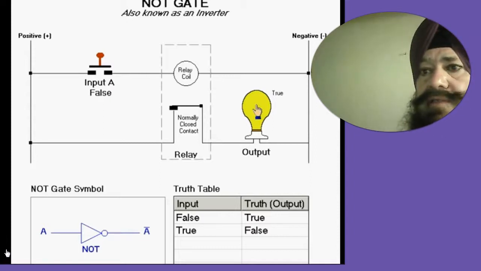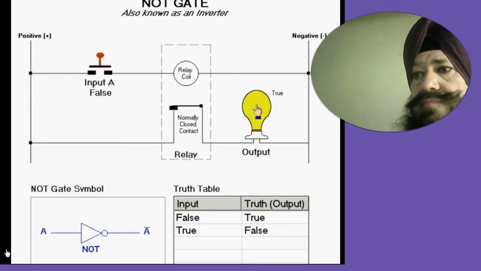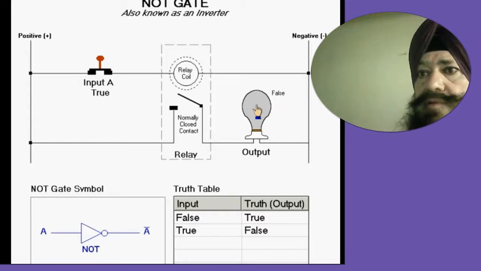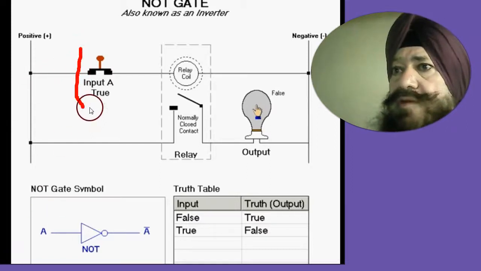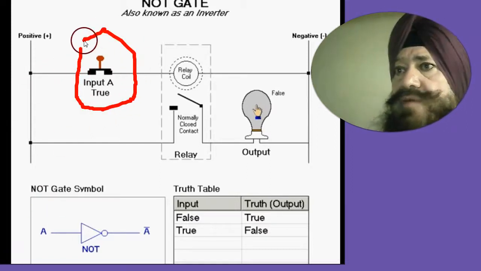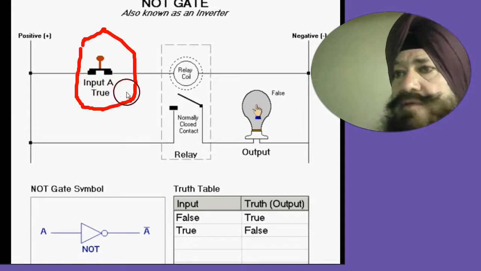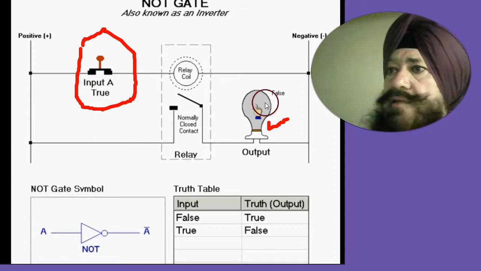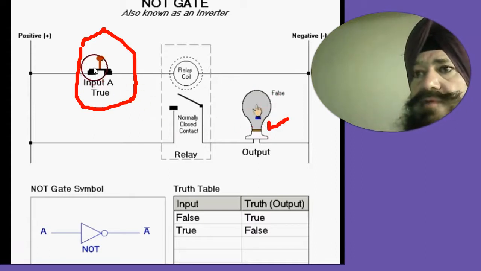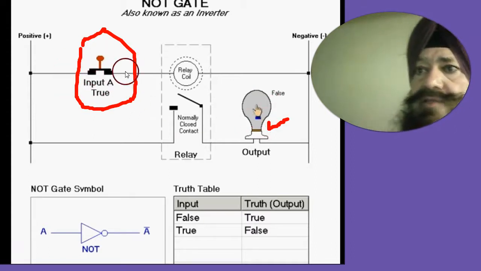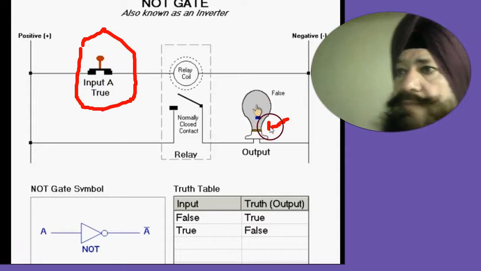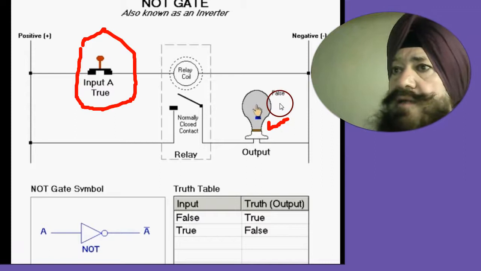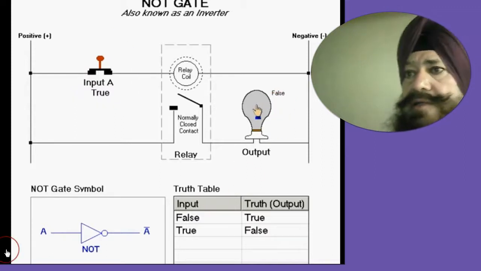Now next, let's wait. Now this switch is closed. If the switch is closed, look here, the lamp is off. So if it is closed, it means true. The lamp is off, meaning false. Let's try to understand how it happens.